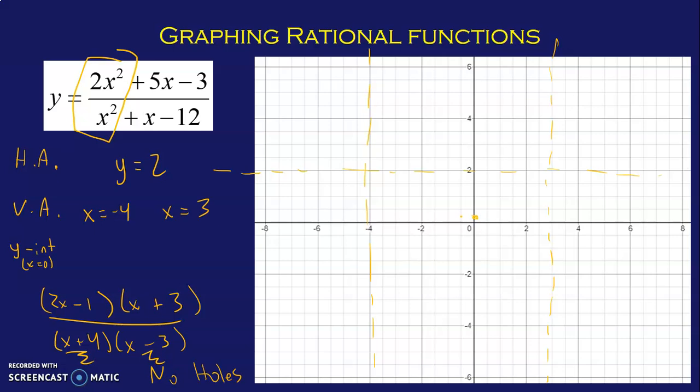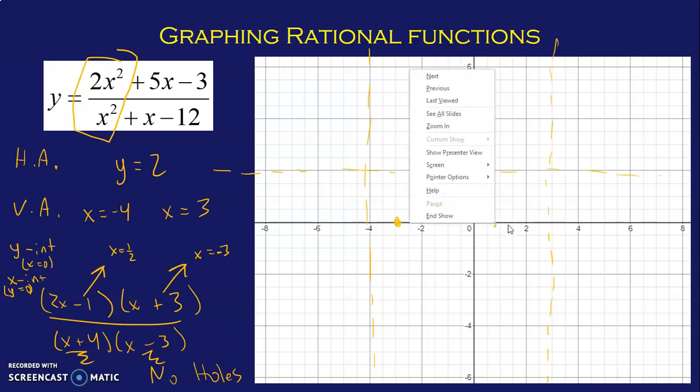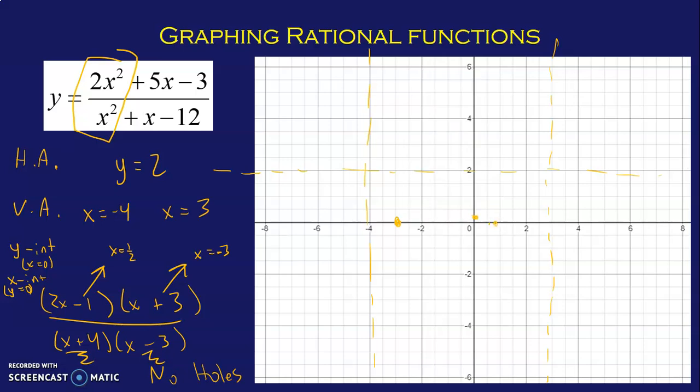And you can figure out where the x-intercepts are, which is also helpful. In this case, my x-intercepts happen when y is equal to 0. Y is equal to 0 if the top of this fraction is 0. So at x equals 1/2 and at x equals negative 3. So at negative 3, I've got a point, and at 1/2, I've got a point.